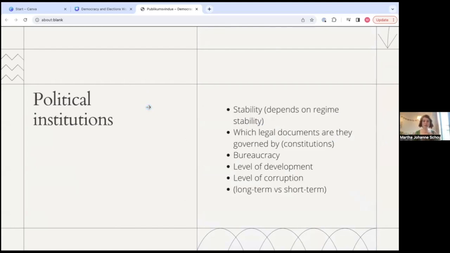overall speaking, is political institutions. As we've already talked a little bit about, democracy and any regime type's success depends a lot on the stability of the institutions, which depends on overall regime stability. How likely is the current guy to get ousted? There might be instability both in dictatorships and authoritarian regimes. There might also be instability in democratic regimes.